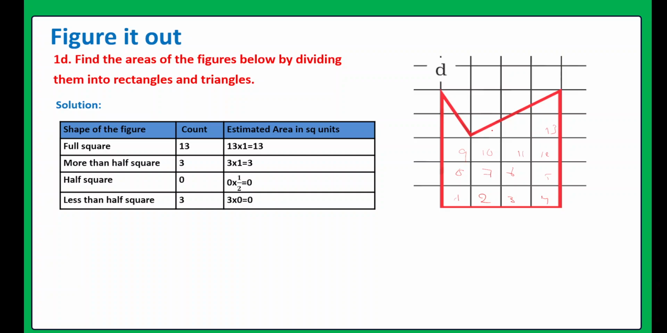More than half squares are 3. 1, 2, 3. And exactly half squares 0, and less than half squares there are 3. 1, 2, 3. Thus 13 into 1 is 13, 3 into 1 is 3, 0 into half is 0, 3 into 0 is 0. So the area of this given figure is 13 plus 3 square units. Nothing but the area of the given figure is 16 square units.